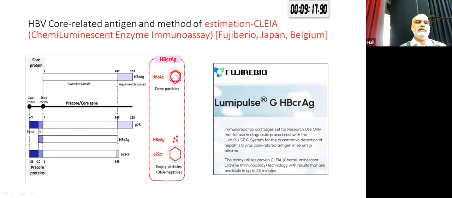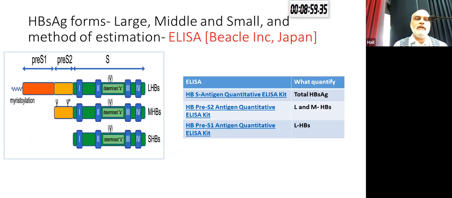These are produced according to where the translation and transcription are starting. And there is a chemoluminescent enzyme immunoassay available from a Japanese company, not yet available in India, but it can be imported. Now let us see what are the various HBsAg forms.